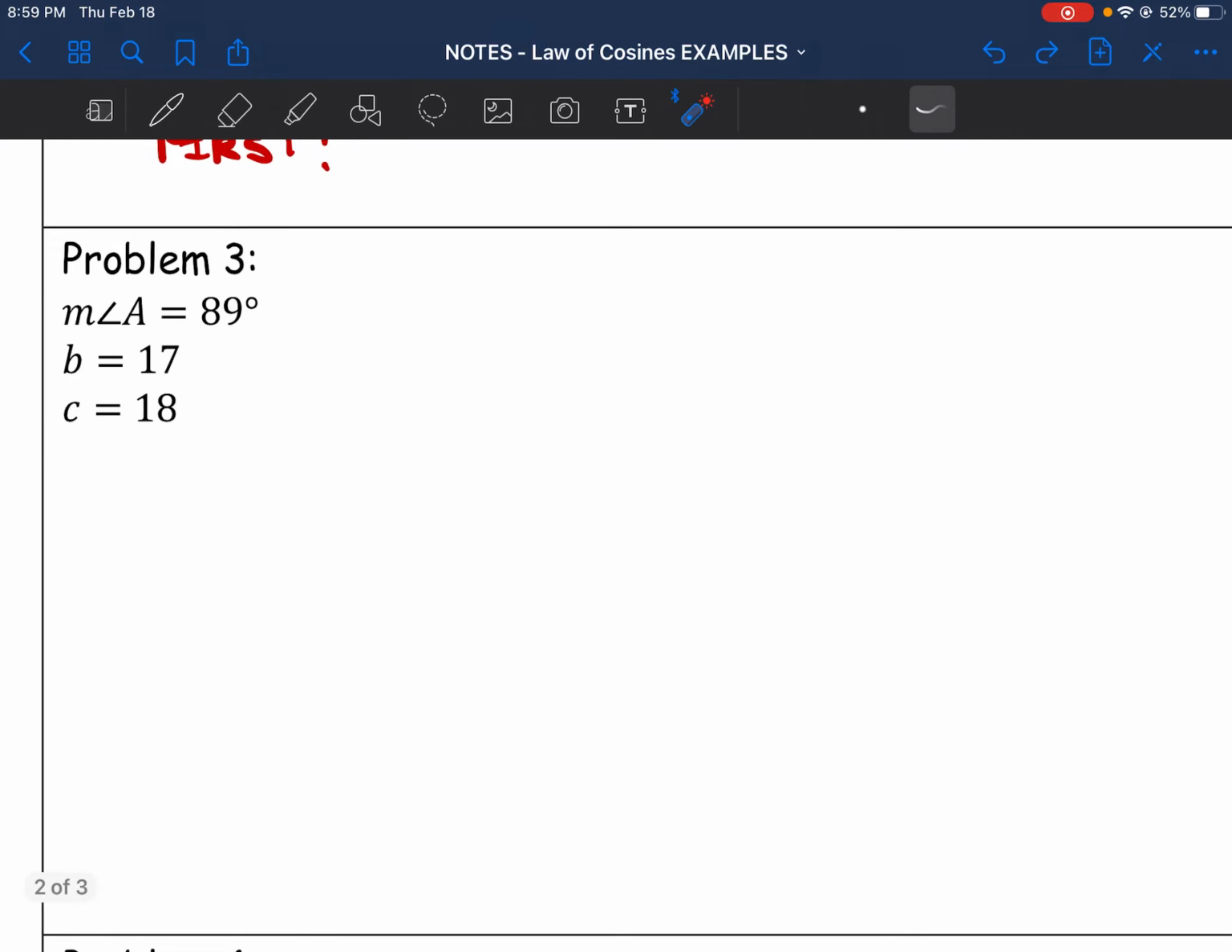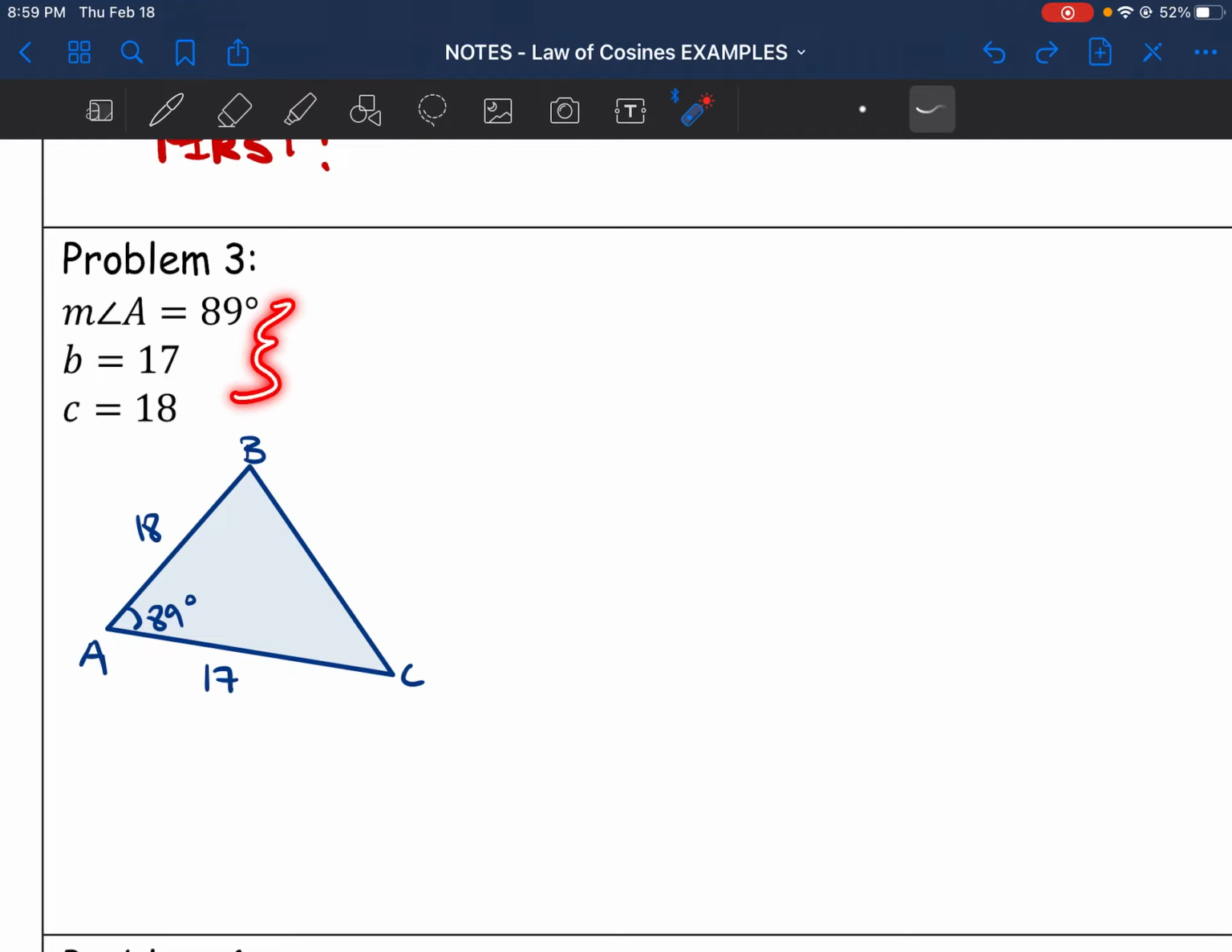So notice problem 3 does not have a picture. In these scenarios, I think the smartest thing to do is always draw your own picture. So I went ahead and made my own triangle, ABC. I just put ABC in any order that I wanted to because once you put in the pieces that you're given, these three right here, the triangle will fall into place itself, okay? Notice we have a side angle side triangle. So usually, again, when I'm given a side angle side triangle, I like to find that third missing side first. And that missing side is going to be side A because it's across from angle A.